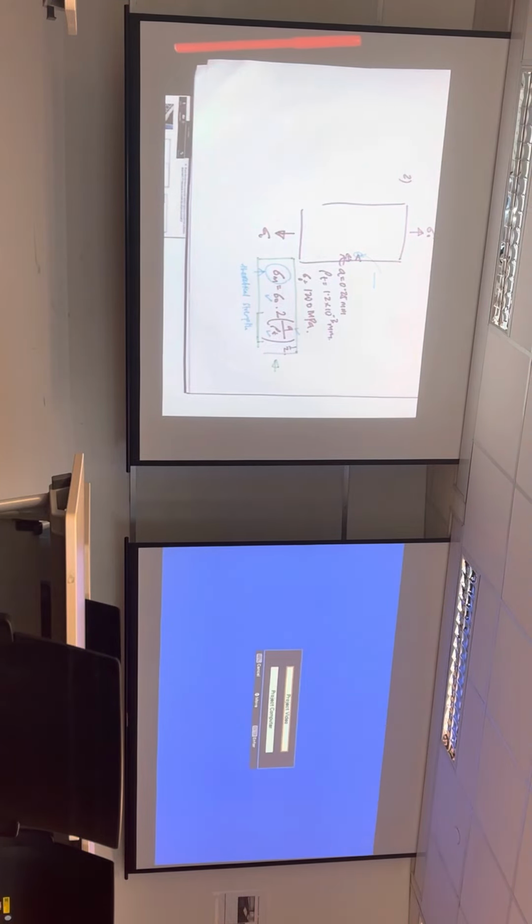If a question comes out in the exam, this equation will not be given. It's a very simple equation in terms of geometry. So this one must be remembered.